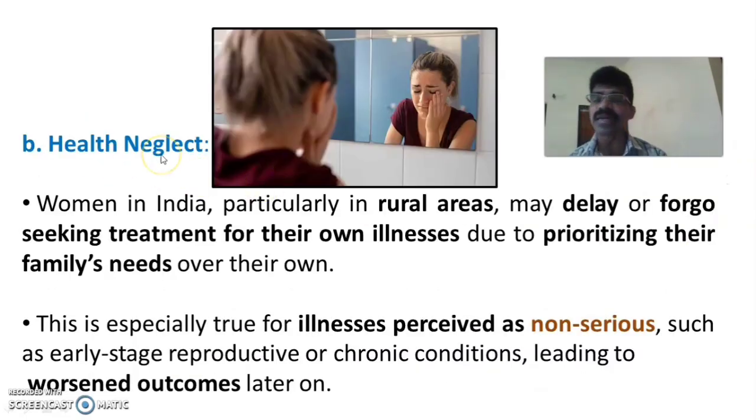Next is health neglect of the women. Women in India, particularly in rural areas, may delay or forego seeking treatment for their own illness because they give priority to their family's needs and family problems.